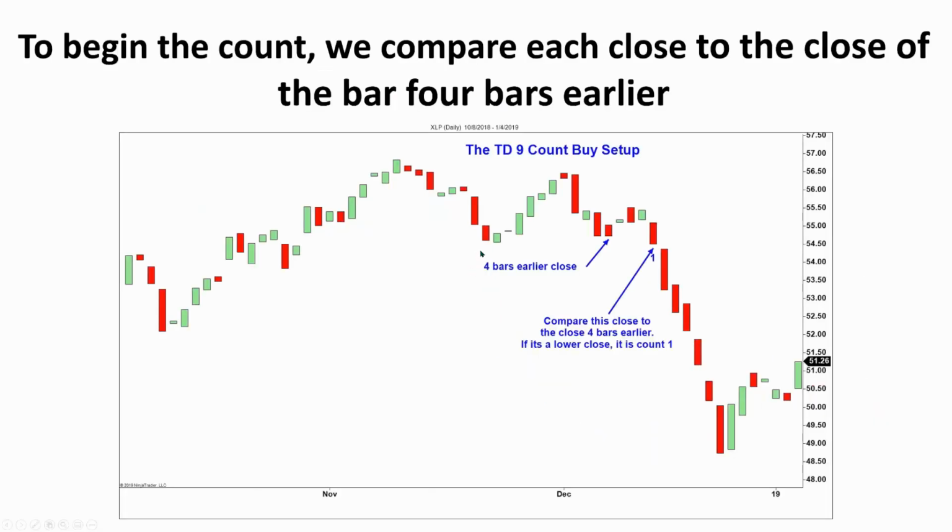So to begin the count, again, we're comparing each close to the close of the bar 4 bars earlier. So here is a TD 9 count for the XLP on a daily basis on the way down. I'm comparing this bar that's labeled number 1 to the bar 4 bars earlier. Here's the close. You can see it. It's the bottom of the candle. By the way, on a red-bodied candle, the bottom of the candle is the close. On a green-bodied candle, it is the high of the bar. So here we're comparing bar number 1 to the bar 4 bars earlier. 1, 2, 3, 4. This is a pattern that everyone can do. You don't have to necessarily have an automated tool unless you're using it for intraday and so forth, or for other things. But that is where we begin the process.